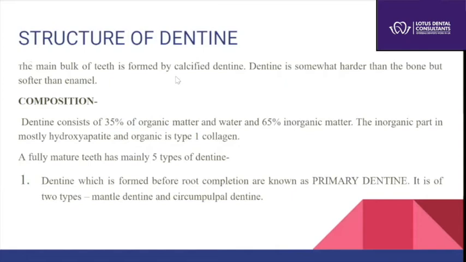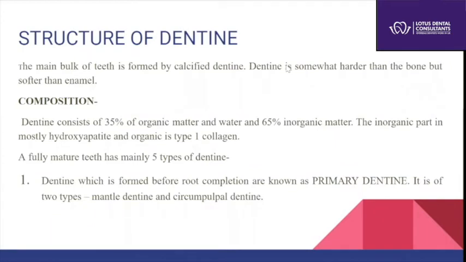This is a very important line. It is asked in the exam. What tissue forms the main bulk of the tooth? Dentine. Dentine is somewhat harder than the bone, but softer than the enamel.